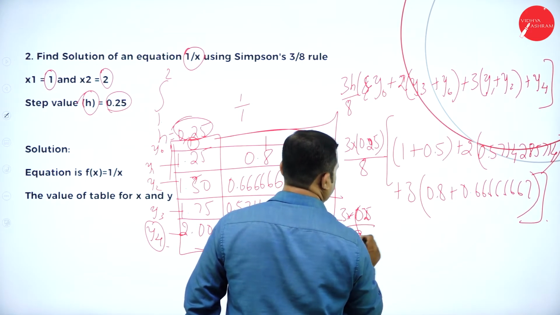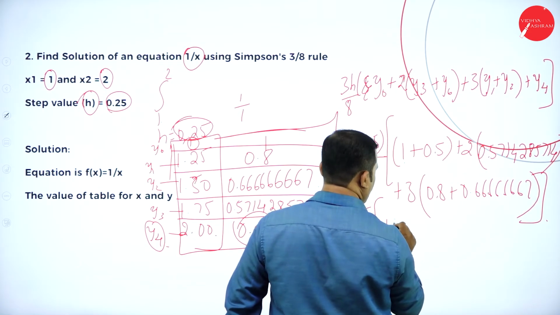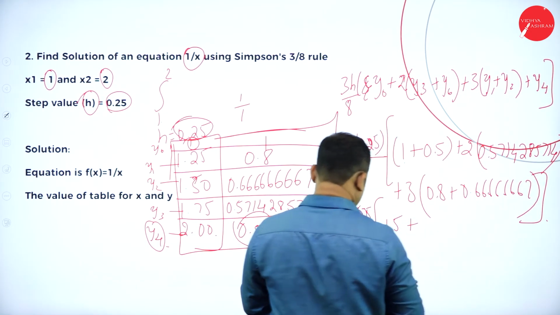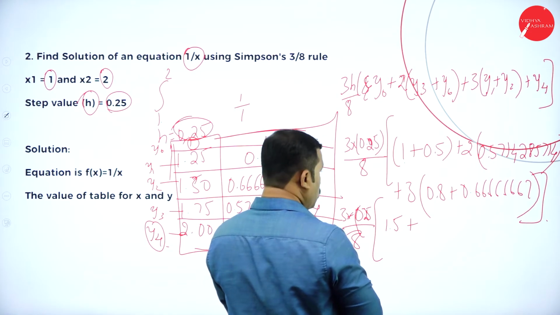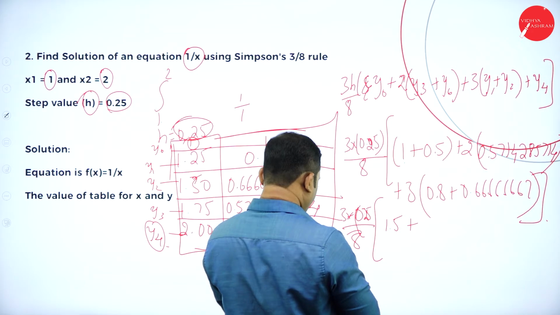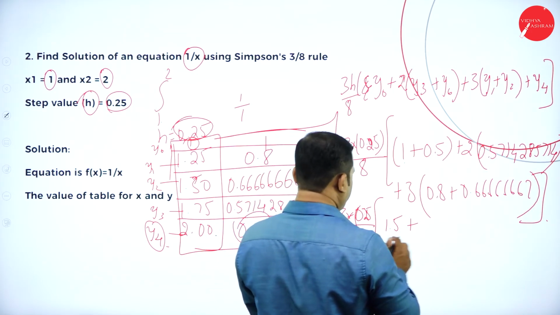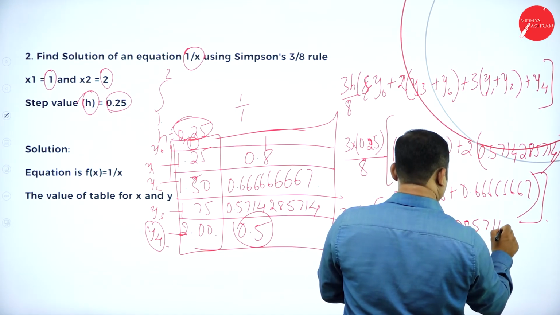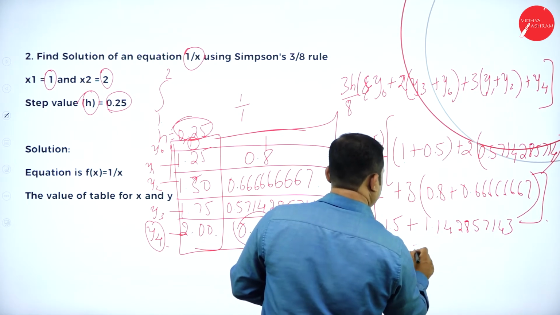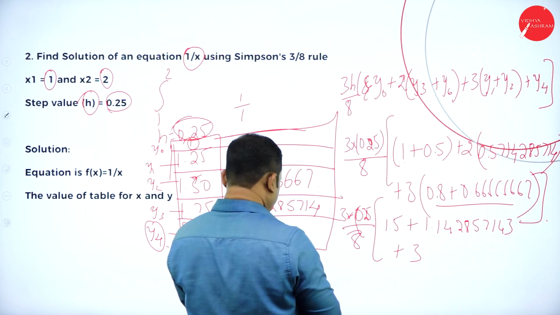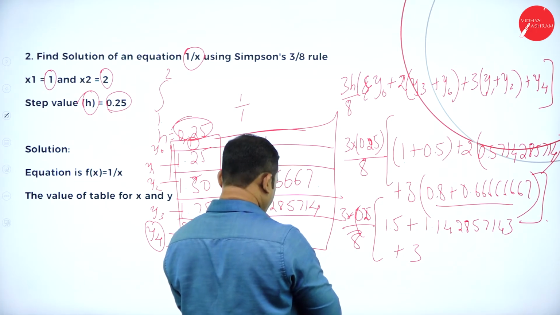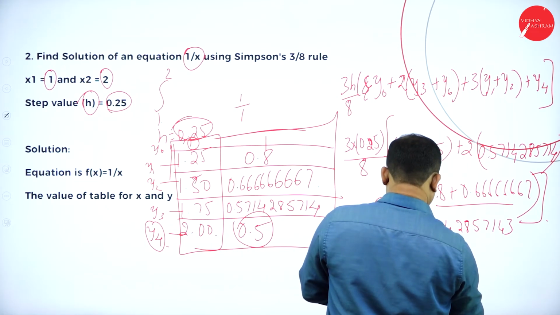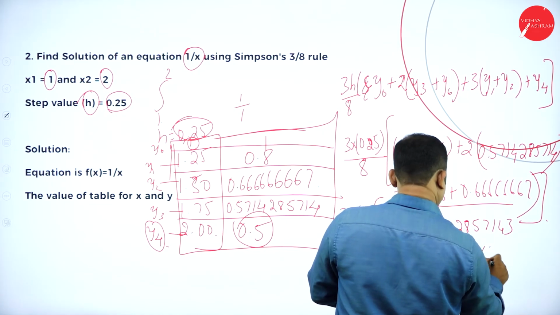0.25 divided by 8. This is 1 plus 0.5 is 1.5 plus 2 into this term, that is 2 into 0.5714285714, which is equal to 1.14285714, plus 3 times this term, 0.8 plus 0.6667, that is 3 into 1.4667.